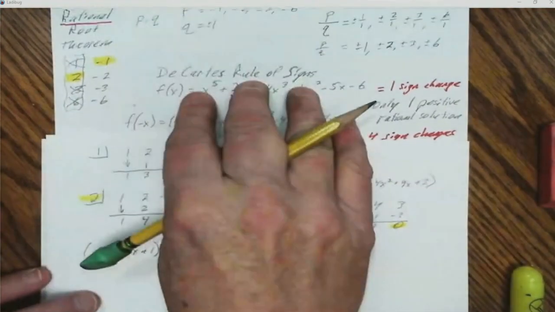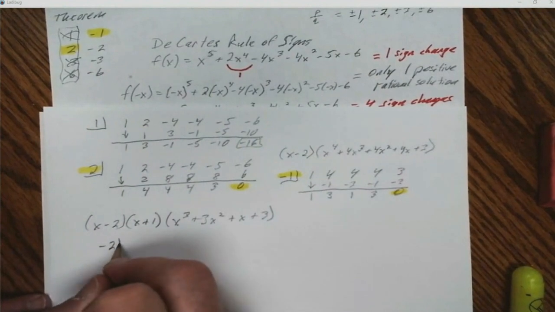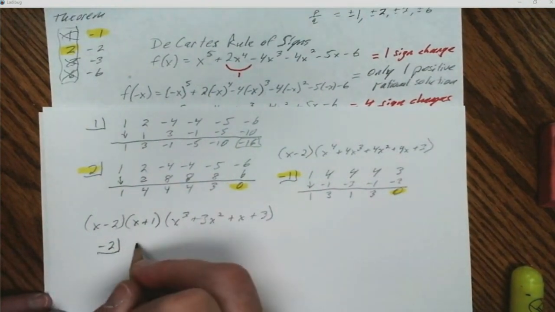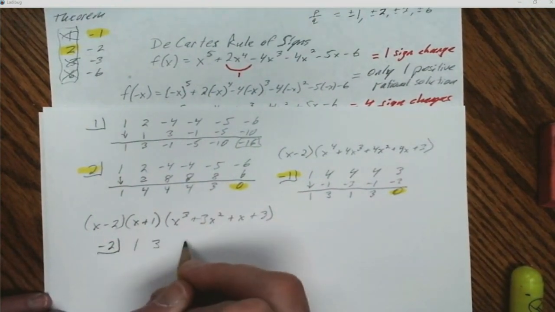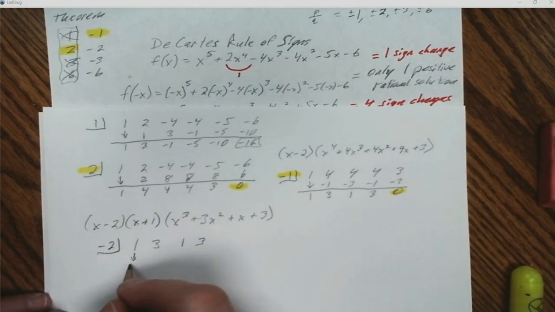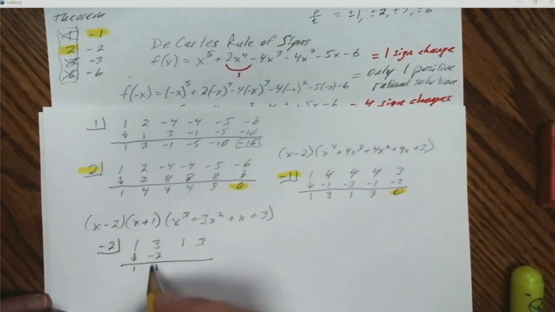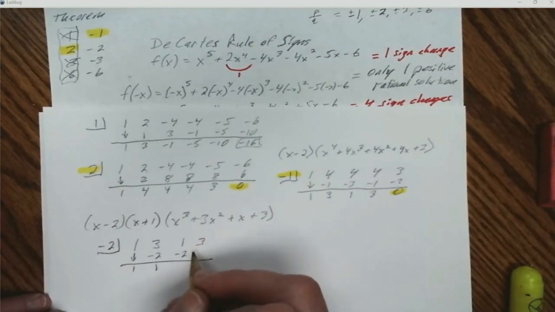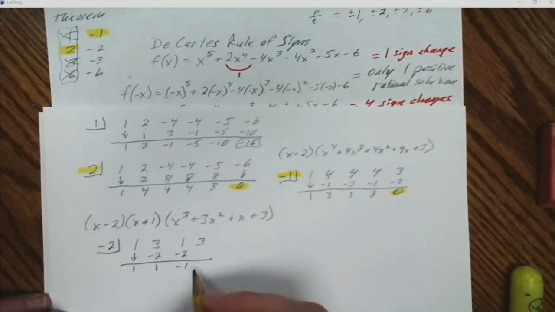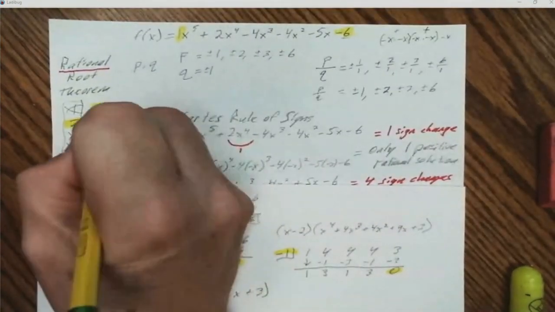We're going to try -2 because -2 is still a possibility. We have the coefficients 1, 3, 1, and 3. That one comes down. -2 times 1, -2. Add that is 1. That is -2. Add that is -1. -2 times -1 is 2. And that's a remainder of 5. So -2 is not a solution.